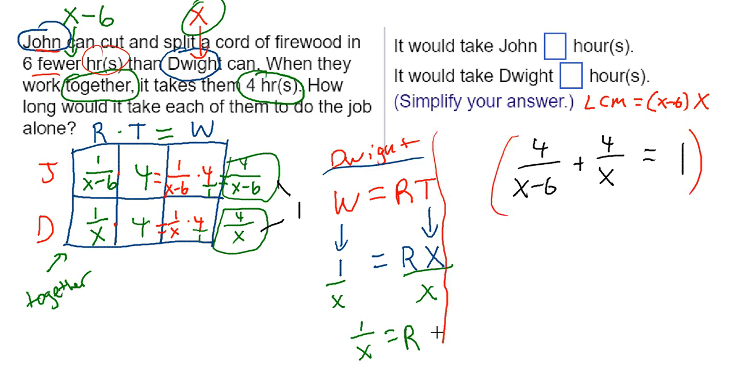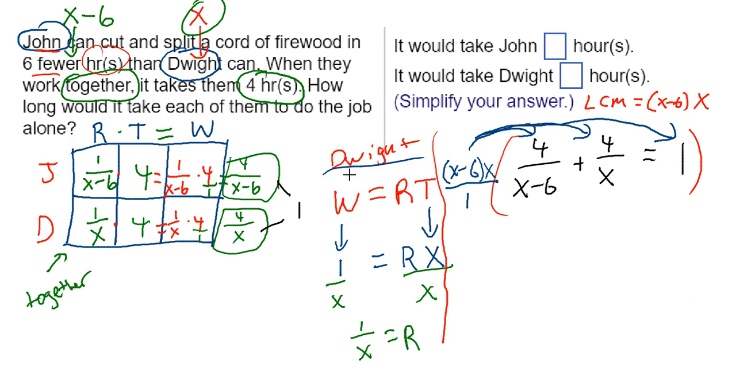So we're going to take x minus 6 times x, and then we will distribute it to both sides of the equation. Even though there's no fraction on the right-hand side, you have to multiply it to both sides of the equation. Think of it as being over 1.